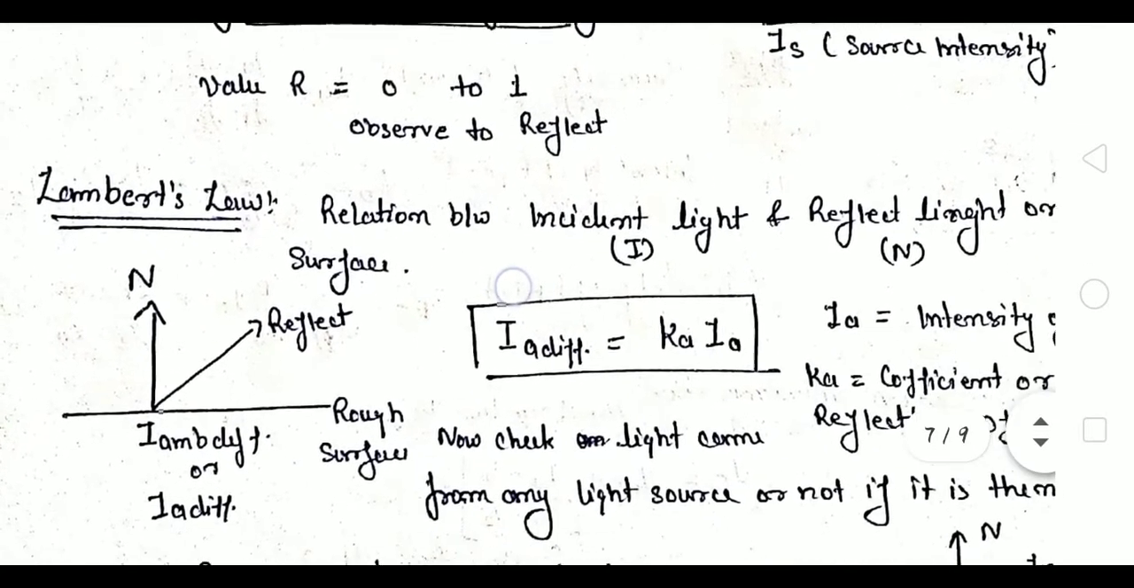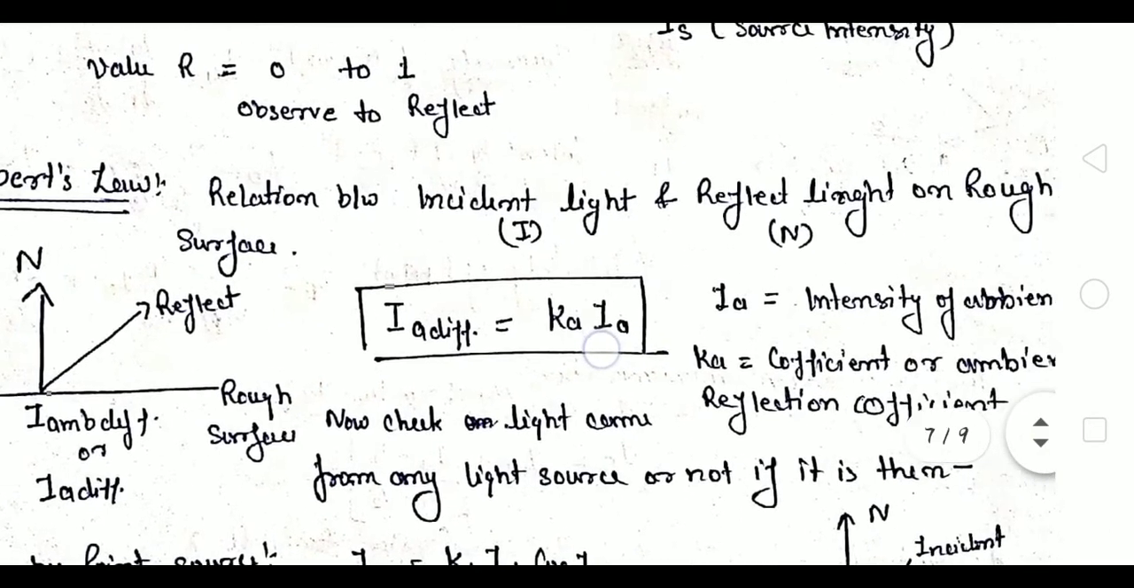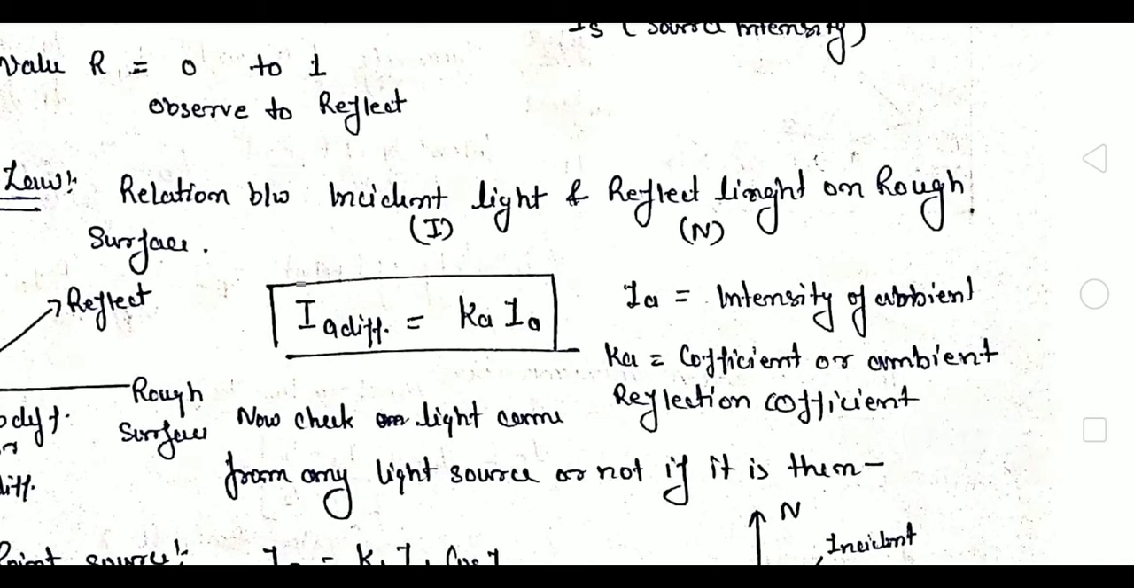Now, one more concept comes in the illumination model. This is called Lambert's law. Lambert's law shows the relation between incident light and reflected light on a rough surface. All these concepts apply to the rough surface only. So here is the relation between incident light, meaning I, and reflected light, meaning N, on the rough surface.